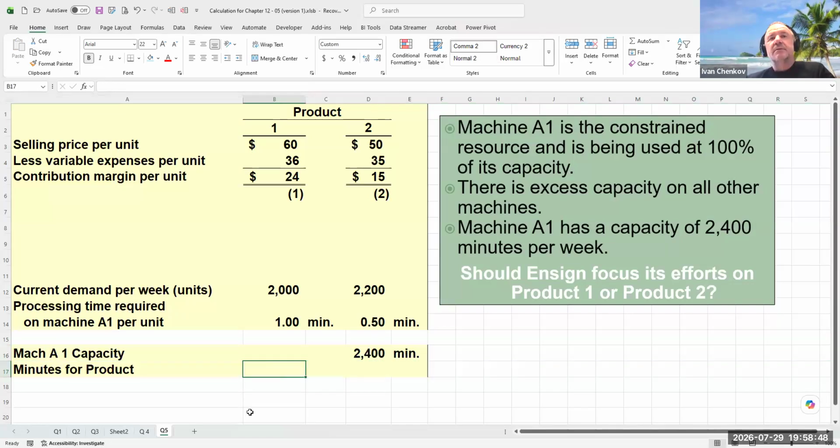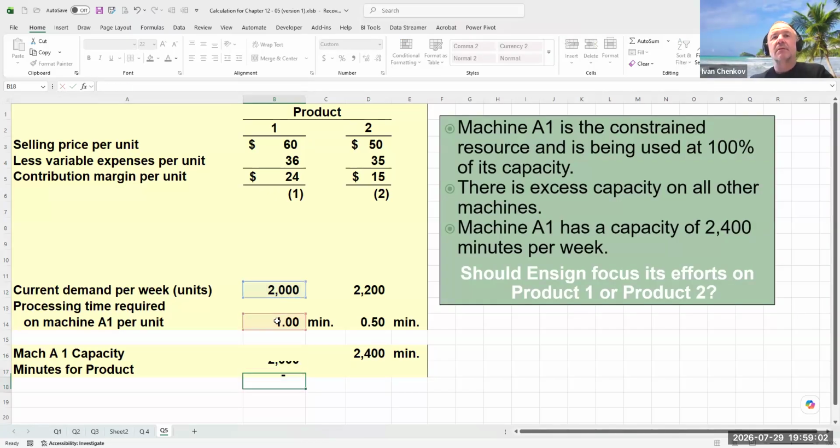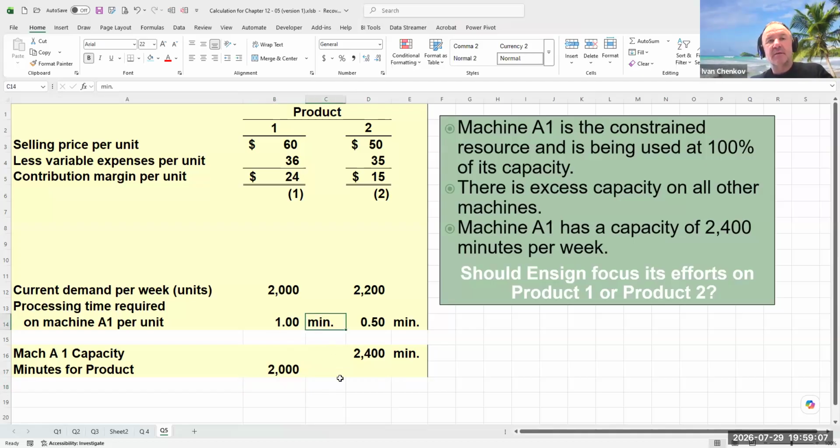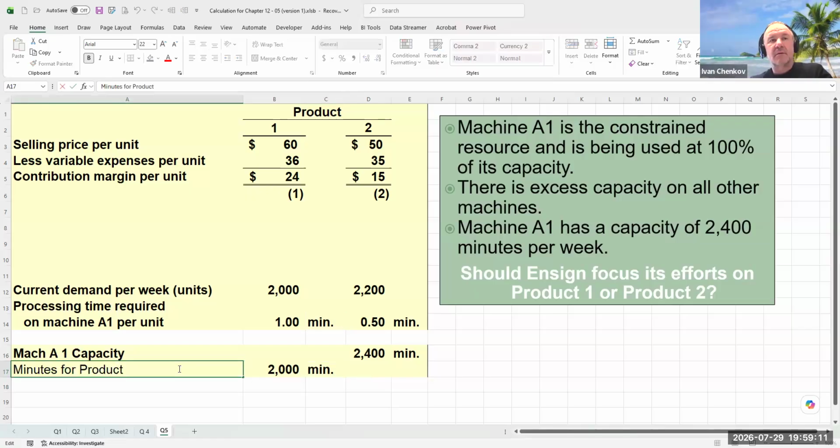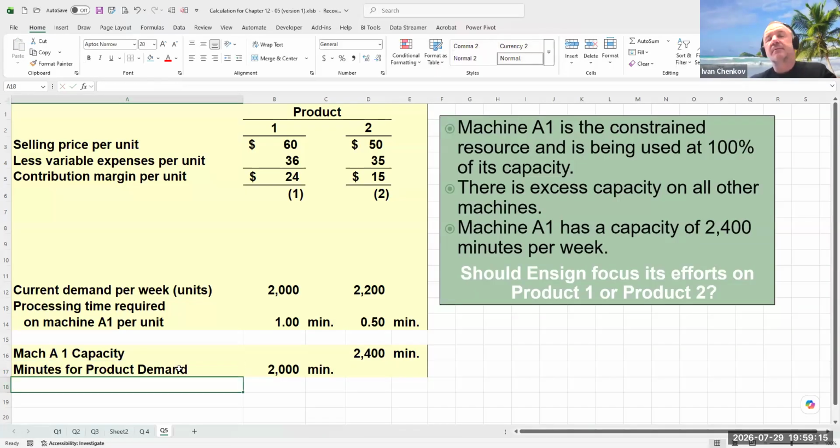Let me format this. So product one, demand is 2,000. We need 1 minute to produce one product. So in total, we're going to need 2,000 times 1. We're going to need 2,000 minutes to produce the entire demand.